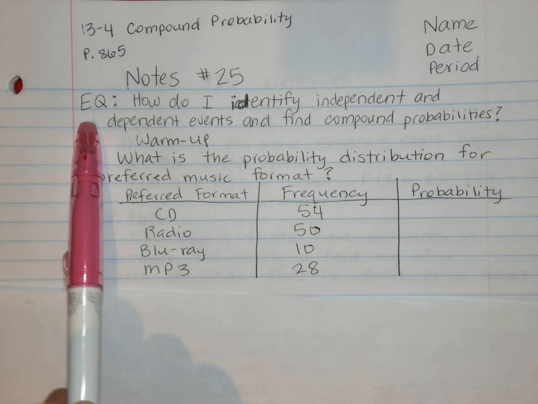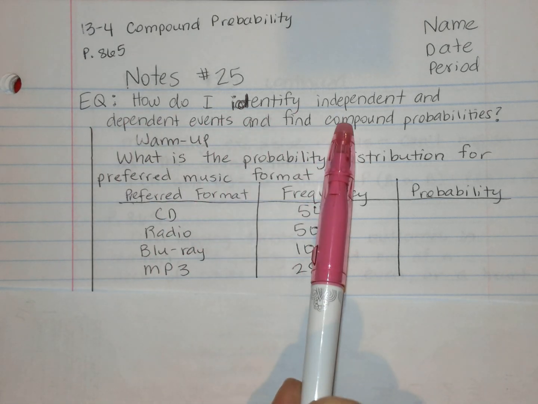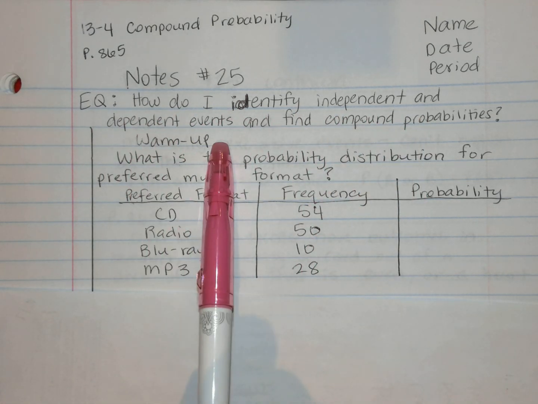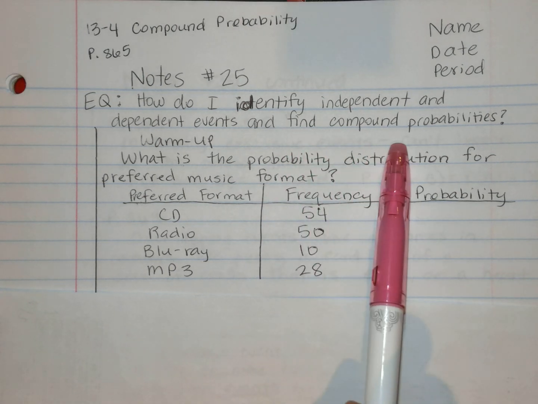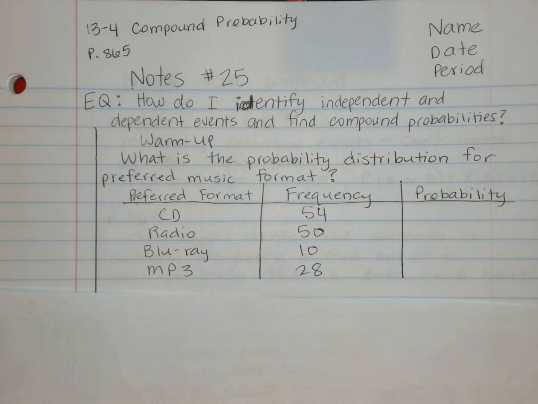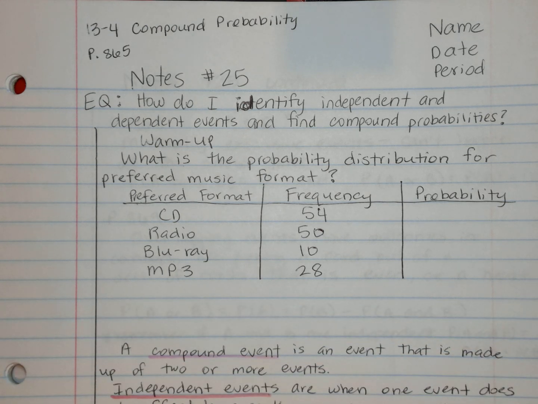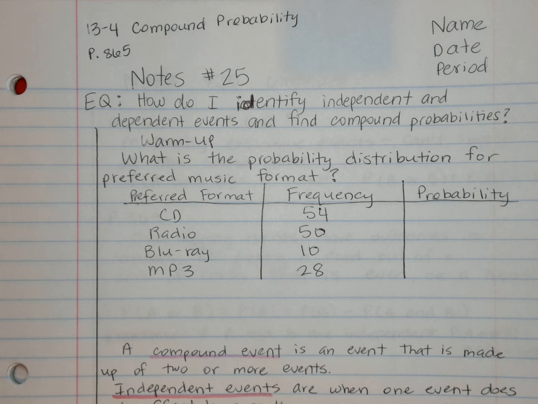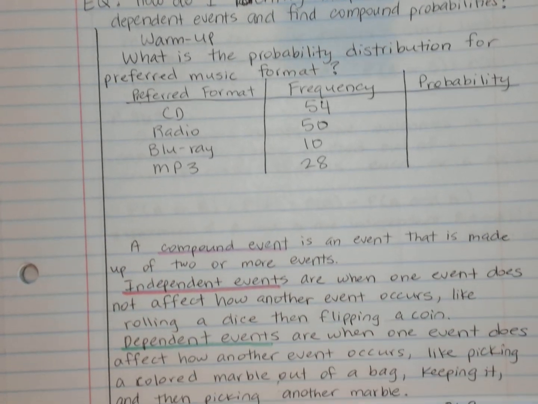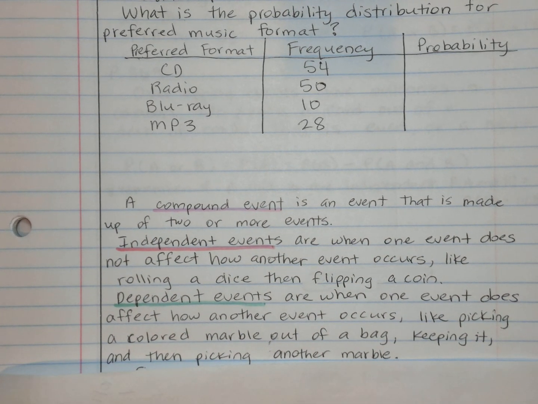But your essential question for today is, how do I identify independent and dependent events and find compound probabilities? Okay, so as we go through this lesson, try to keep that in mind, that that's what this is about. So here we go. We have a little bit of vocab. So go ahead and pause if you need to, and then copy these down.